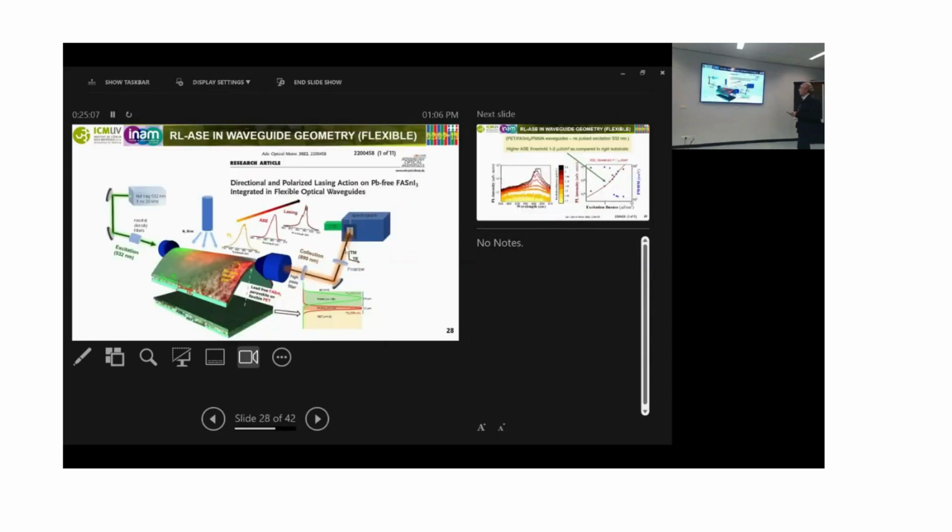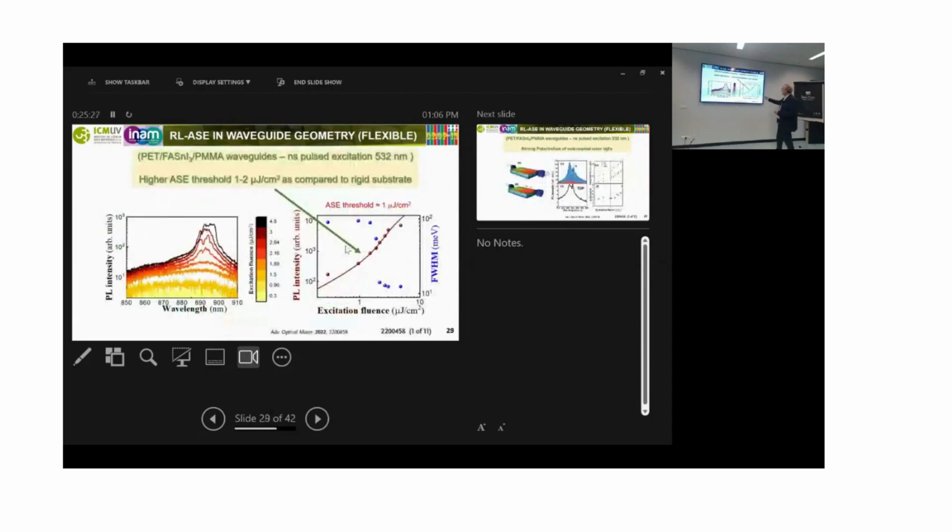But we have also demonstrated it on a flexible substrate. In this case, it's a plastic, a PET substrate, where we deposited the non-luminescent iodide film and cover it also with film. The amplification is also observed, and also the random lasing, as shown here, even if the threshold is a bit higher, because of course the quality is not so good as in the case of a silicon dioxide very flat substrate.